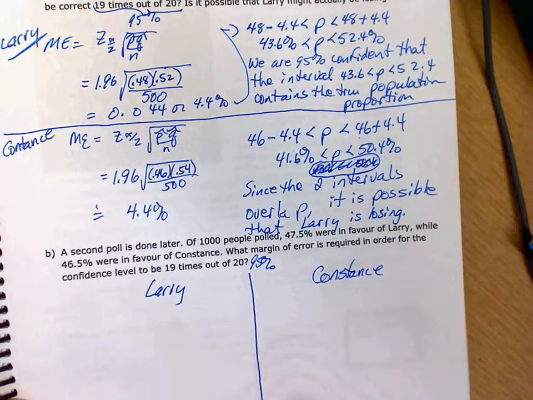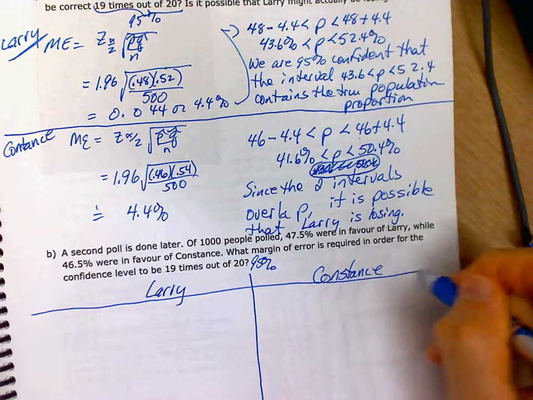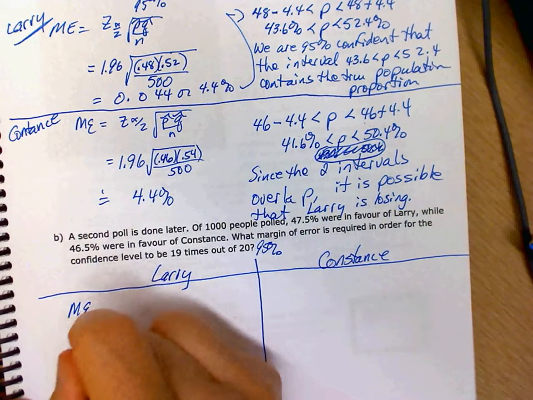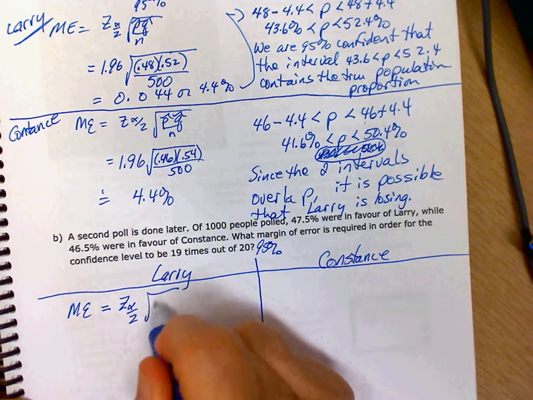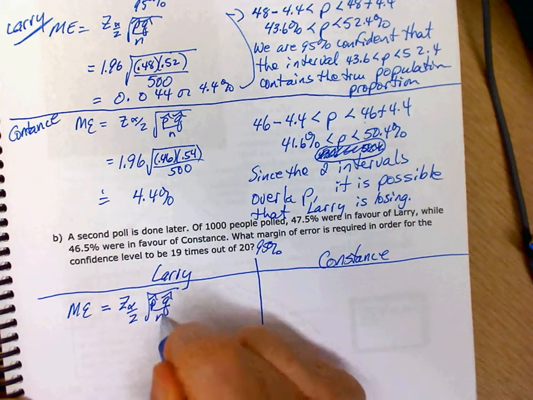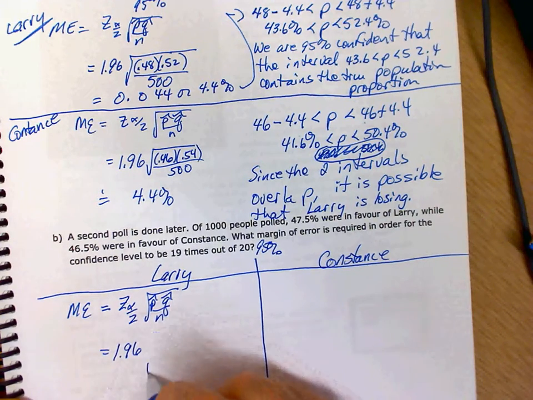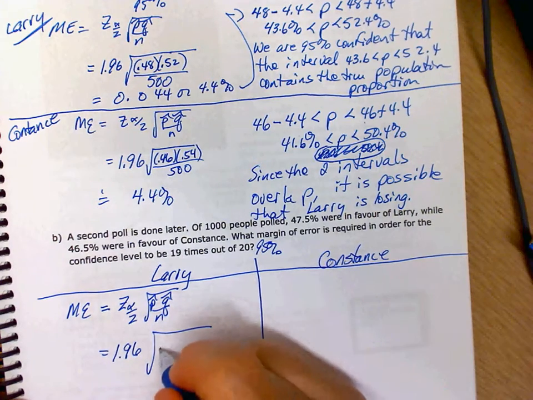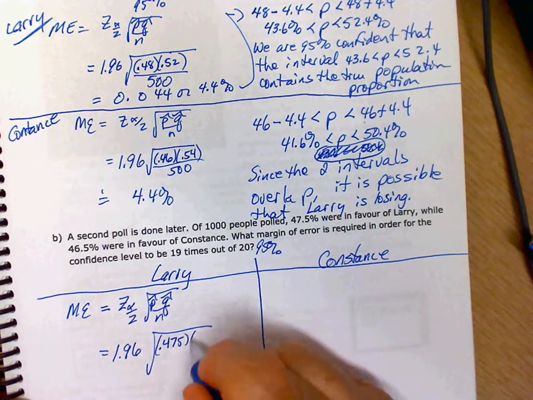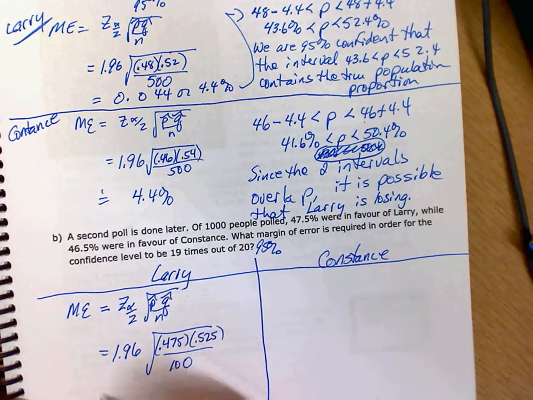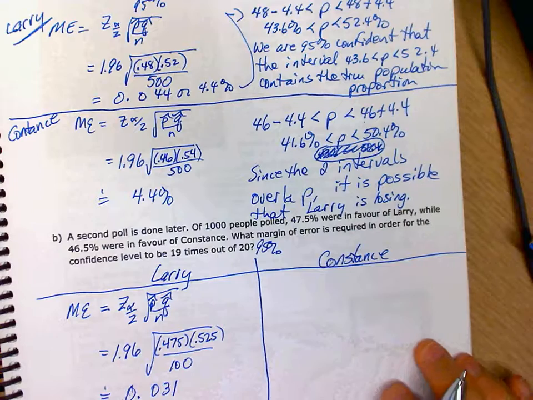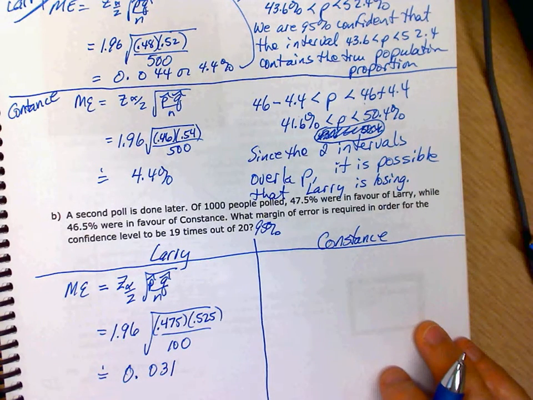Margin of error is equal to Z alpha over 2 times the square root of p hat q hat over n. 1.96 times the square root of 0.475 this time, 0.525 over 1,000 is equal to about 0.031. Thank you. But that's the right answer.